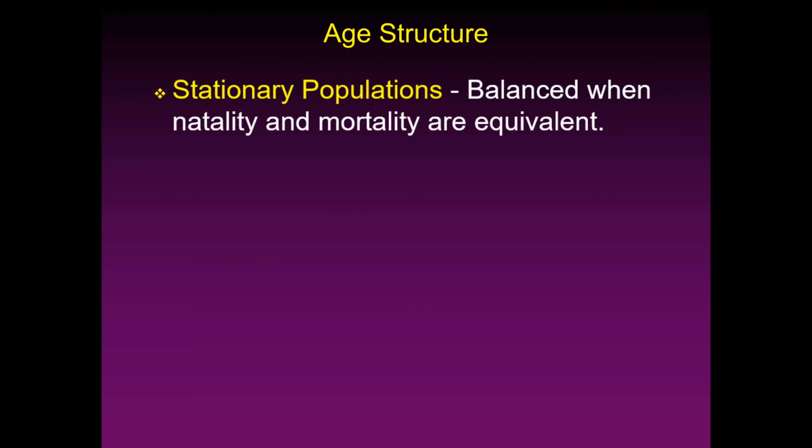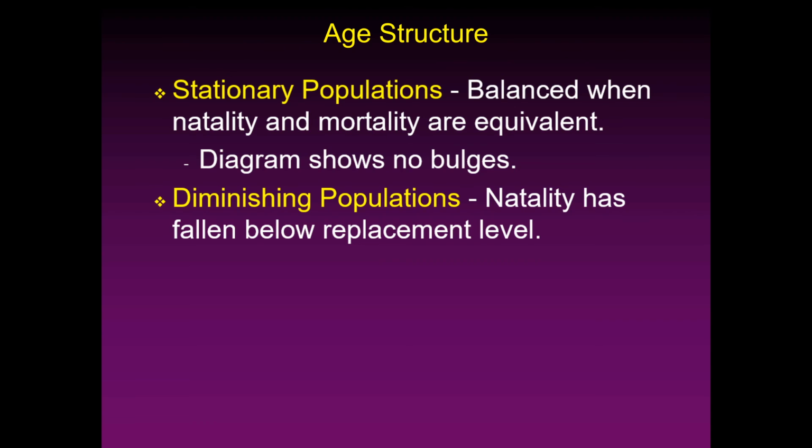So stationary populations is when your ins equal your outs. Think of it as a math equation: the number of births and immigration equals the number of deaths and emigration. So it's where everything is equal in that population. There are no bulges in the diagram. It tends to be pretty straight up. There will be some diminishing as you get higher. But in diminishing populations, fertility has fallen below replacement levels. Rather than one individual having one offspring, it tends to fall below 1. So you have negative population growth.